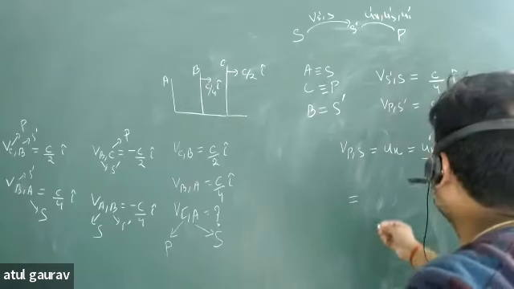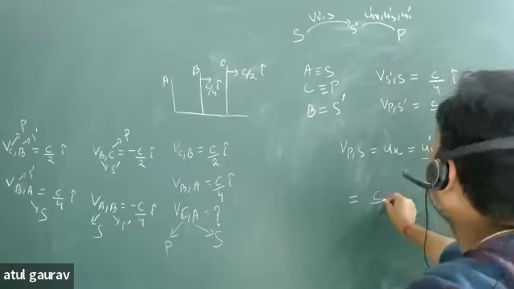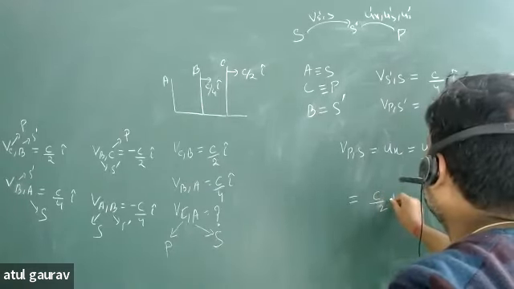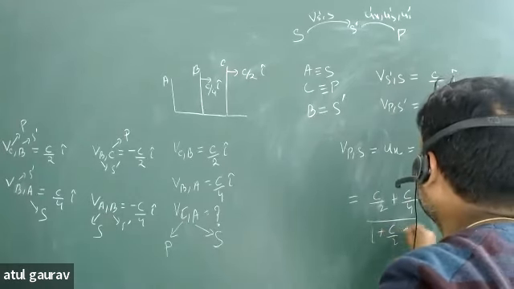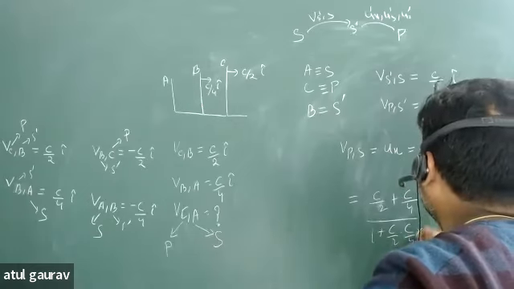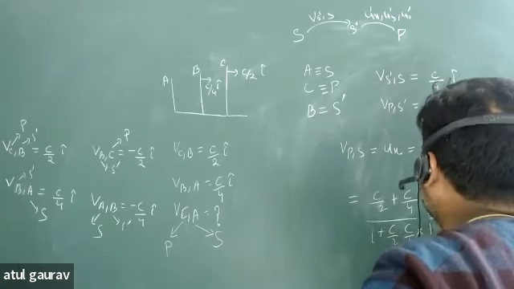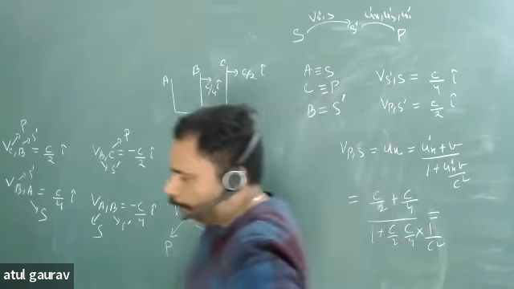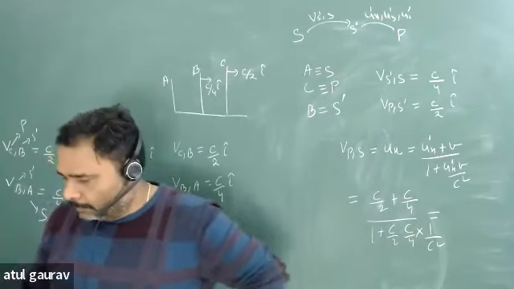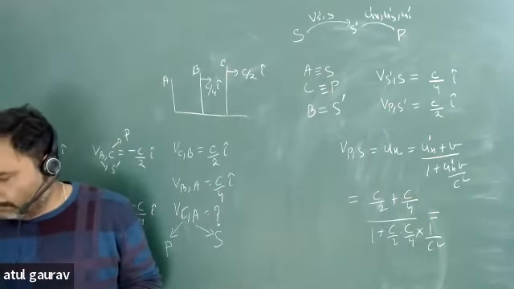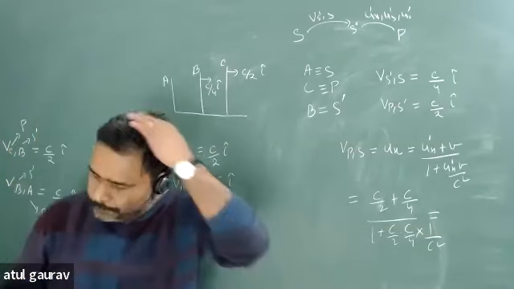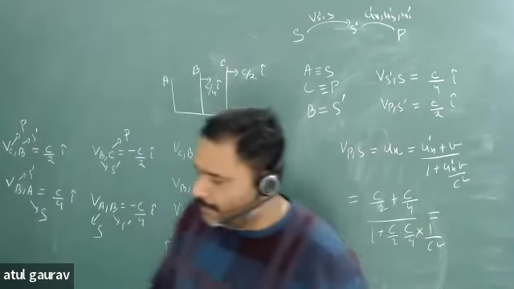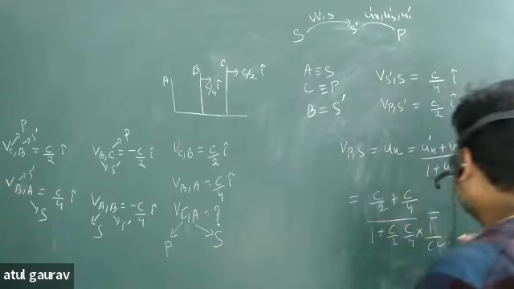So what is going to happen? C by 2 plus C by 4, over 1 plus C by 2 into C by 4 into 1 upon C square. Just calculate what is the value. 3C by 5, that is wrong. 2 by 3 C, that is what? 2 by 3 C. Okay. Is it coming 2 by 3 C? Yes, can you see?